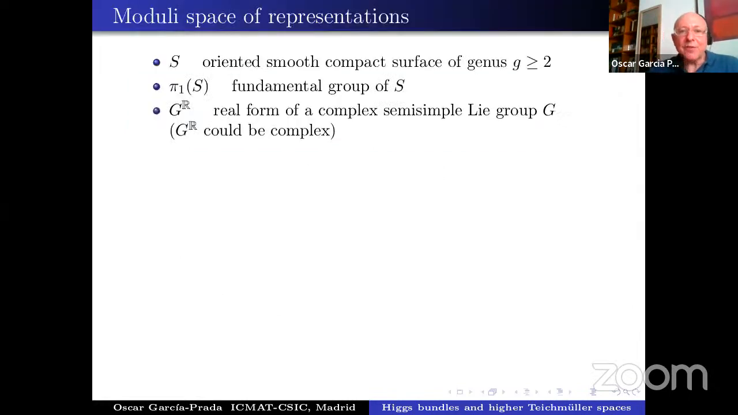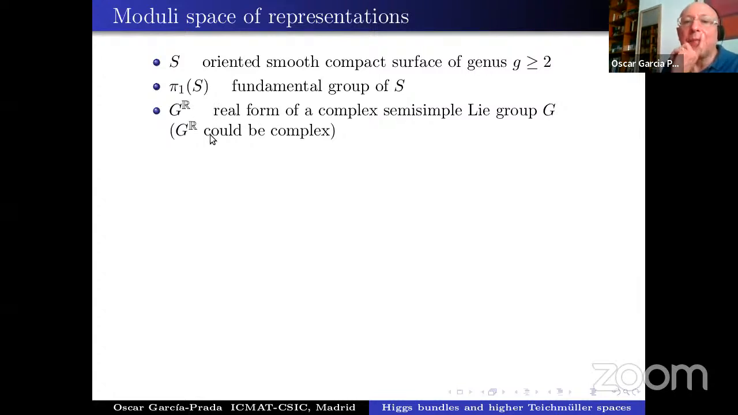So I will consider S to be an oriented smooth compact surface of genus bigger than 1. And we have the fundamental group of S. Then we consider G_R to be a real form of a complex semisimple Lie group G. This means G_R is the fixed points of an anti-holomorphic involution of G. So if you have SL(n), for example, then a real form is SU(n) or SU(p,q) and so on.